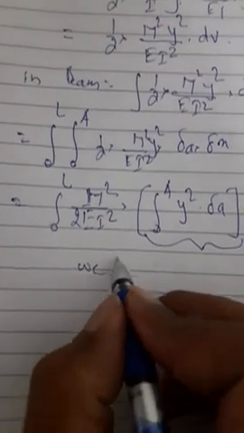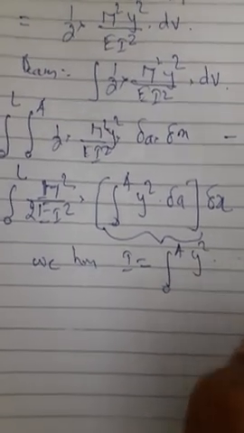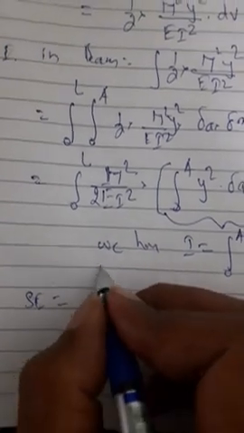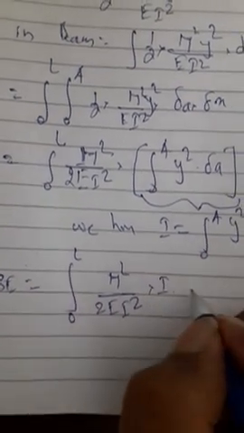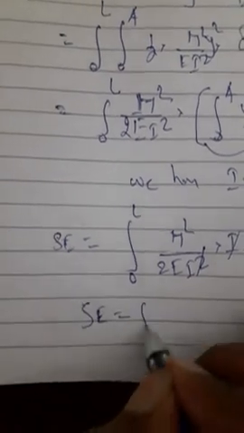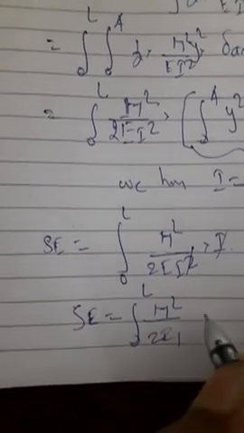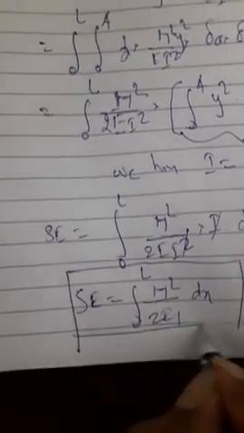We have I is equal to integration of 0 to A, Y square dA, this is the basic equation, into delta x. So substitute I here. So strain energy is equal to integration of 0 to L, M square by 2 E I square into I into dx. So this and this get cancelled. So I am left with strain energy is equal to integration of 0 to L, M square by 2 E I dx. This is the basic derivation for strain energy.